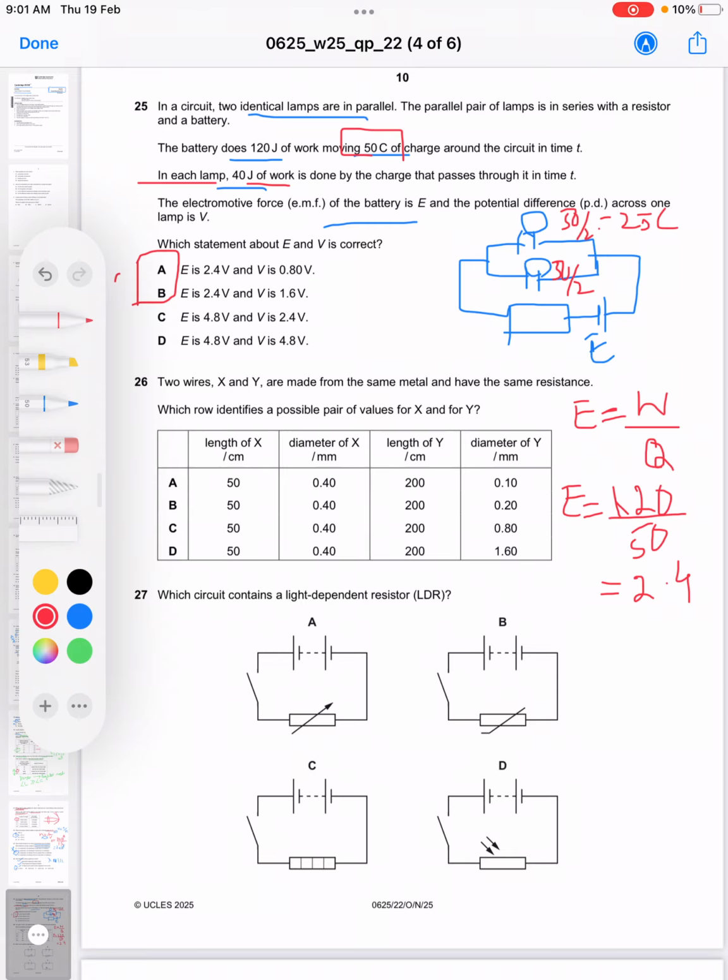So if I calculate the potential difference, it is the work done for each lamp, which is 40 joules, divided by the charge, that is 25 coulombs. So it comes out to be 1.6 volts. So which option is correct? Option B.